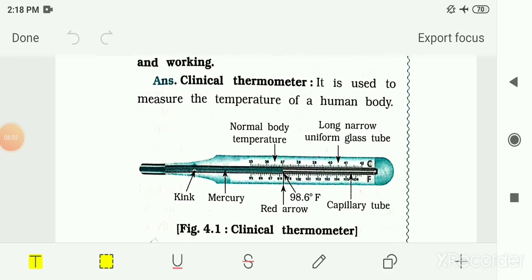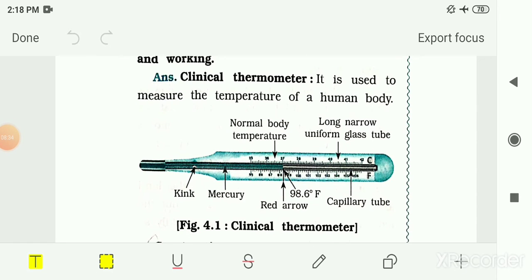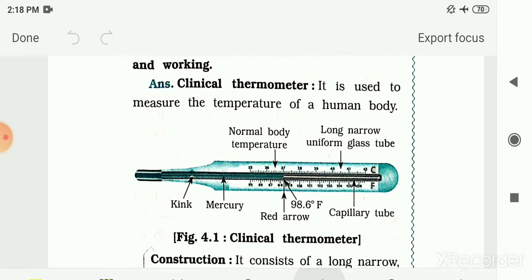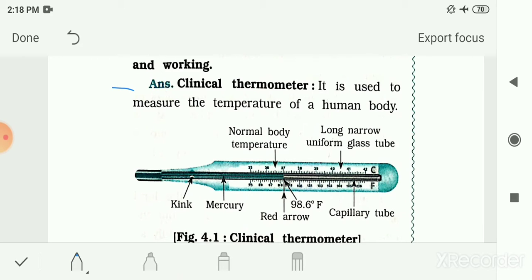So here the answer is given to you, clinical thermometer. First its use is given to you, that it is used to measure the temperature of a human body. To measure the temperature of the human body, we are using this clinical thermometer, or you can also say doctor's thermometer. We cannot measure the temperature of different kinds of objects with this thermometer.